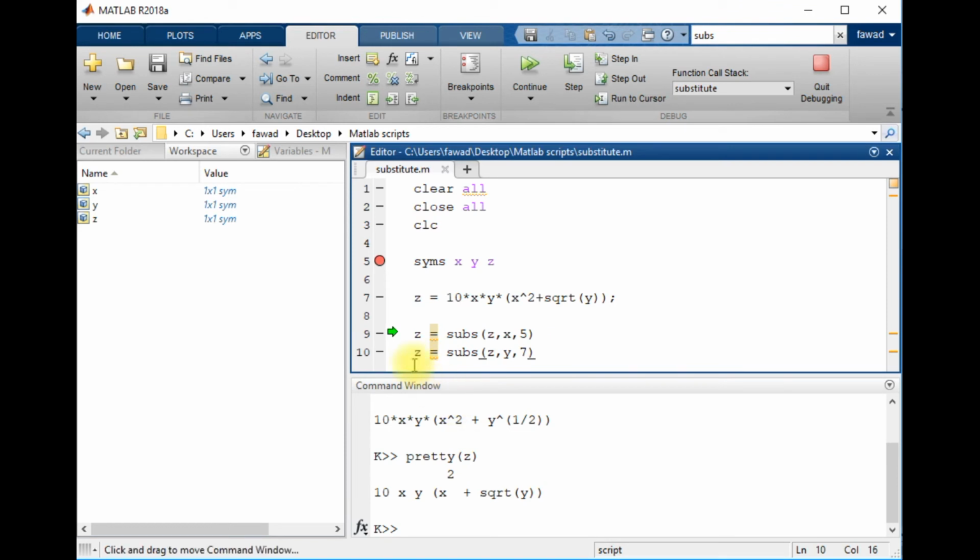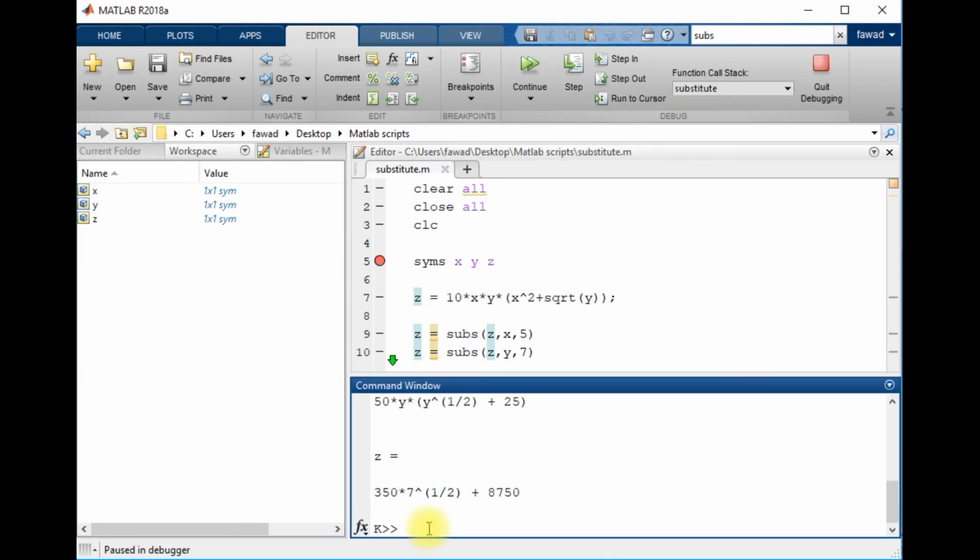Now when I execute line number 9, what I see is the value of x has been substituted. Wherever there was x, the value is now 5, like 5 multiplied by 10 is 50, and then x square, so 5 square is equal to 25. When I execute the second line, I get a solid result. So z is equal to 350 multiplied by the square root of 7, plus 87.